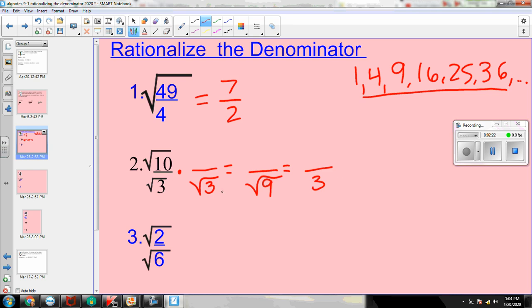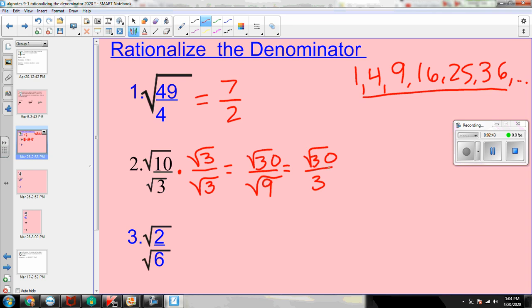Well, if I multiply the denominator by radical 3, I've got to multiply the numerator by radical 3 because this would be the same as multiplying by 1. So when I take the square root of 10 times the square root of 3, I get the square root of 30. So I have the square root of 30 over 3.